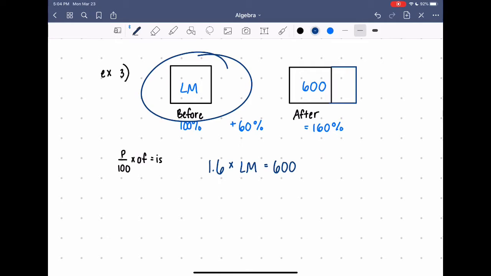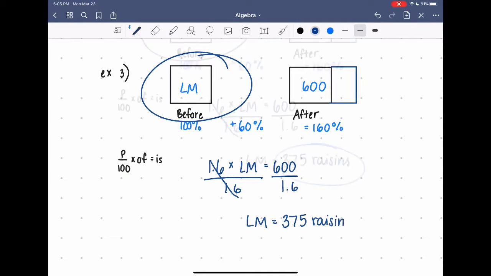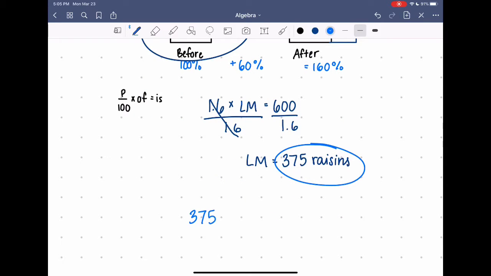In order to get that LM alone, we're going to divide by 1.6 over here. Cancel those out. Divide by 1.6 over here. And then LM equals 375 raisins. So they hid 375 raisins last month, but this month they hid 160% as much, 1.6 times the amount as last month. And that would give me the answer of 600 raisins this month. So I checked my work and all was well.